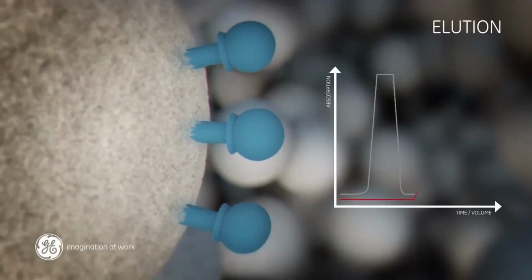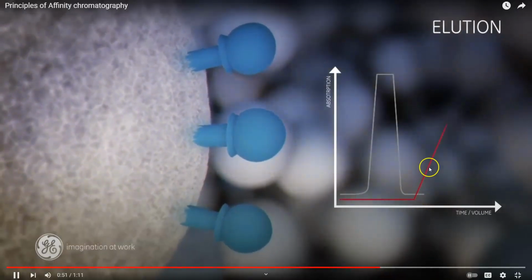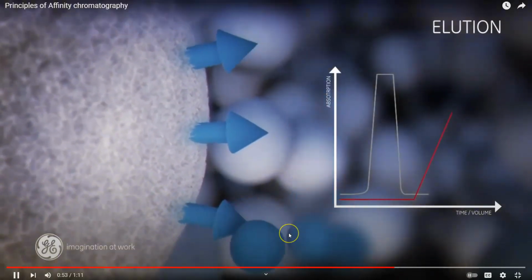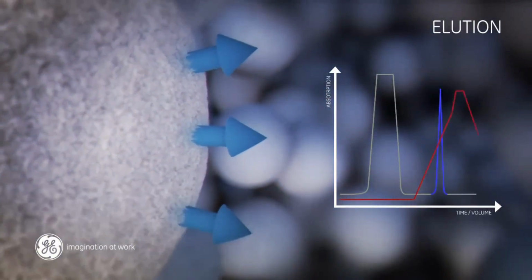In the third step, elution, biomolecules are released from the biospecific ligand. And here we're going to increase the pH to convince them to come off. A common way is to increase the pH of the buffer.